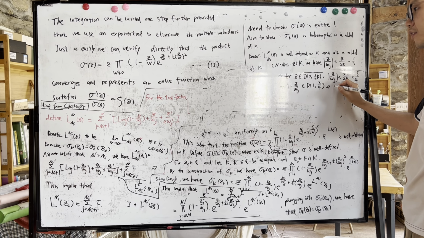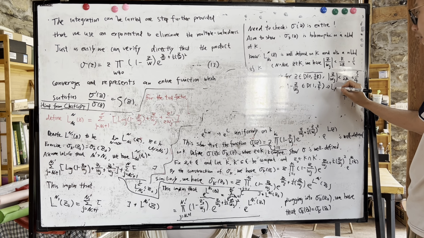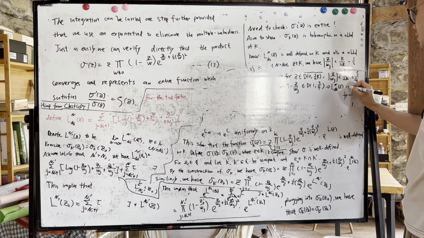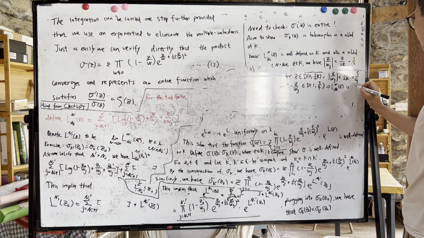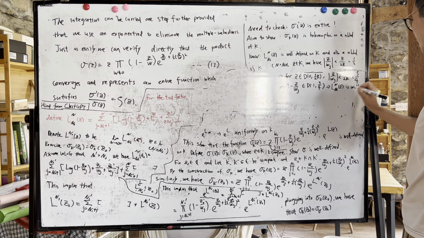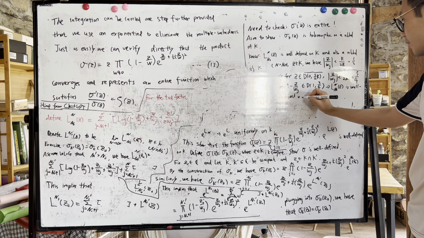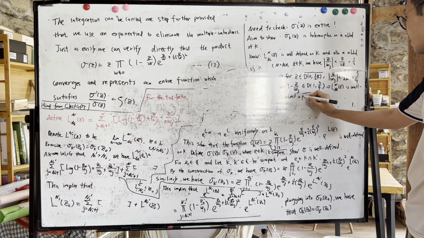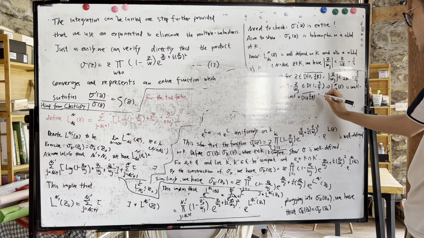So this implies that this L n naught n z is well defined on this disk, like an enlarged disk.